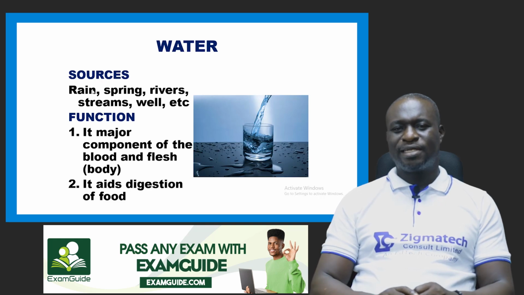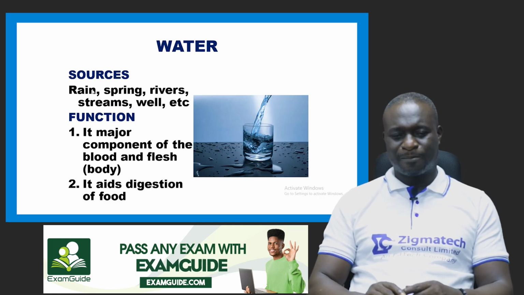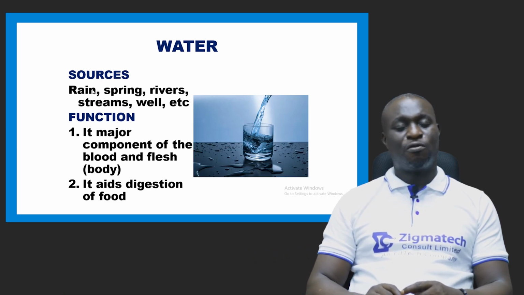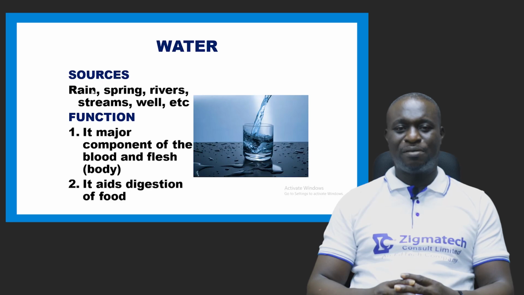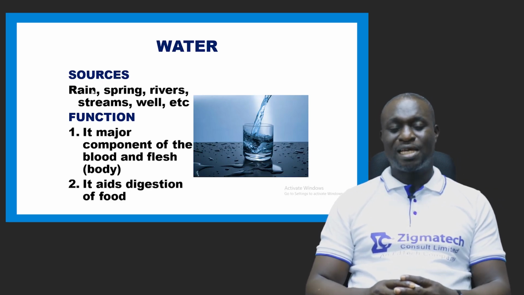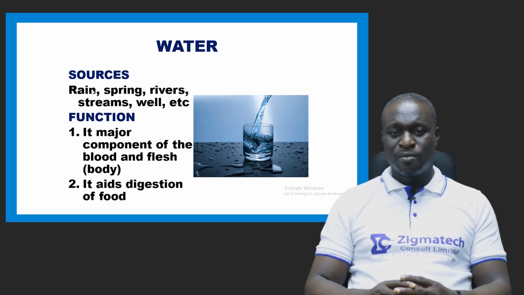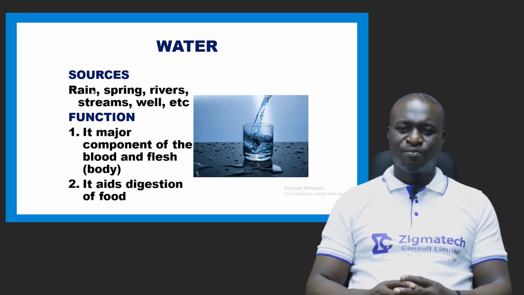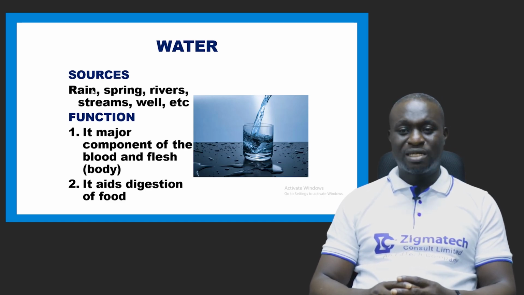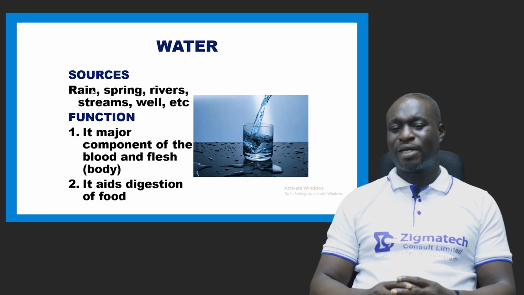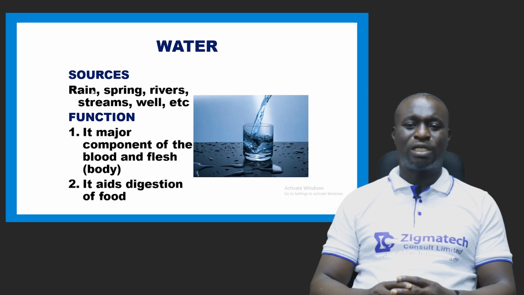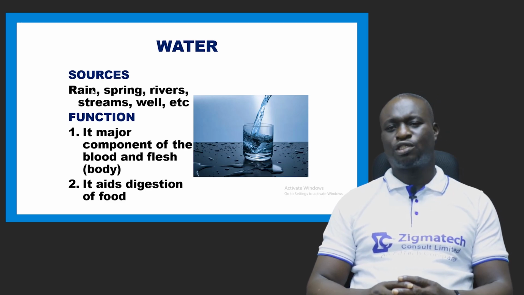The sixth class of food is water. Now, water is very essential. Some persons actually believe that water is not a food. Water is one of the classes of food. And we have different sources of water. We can get water from rain, from spring, from rivers, from streams, from the well, and so many other places. These are different sources of water.